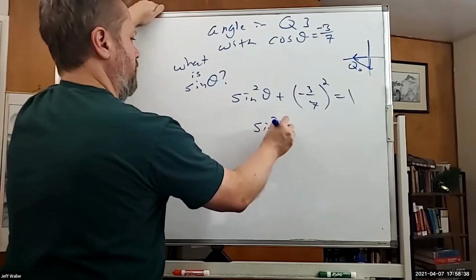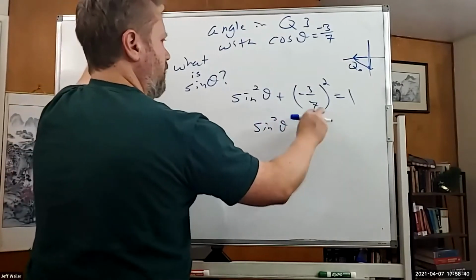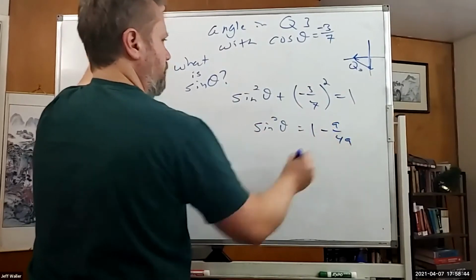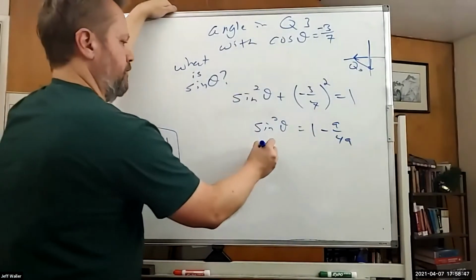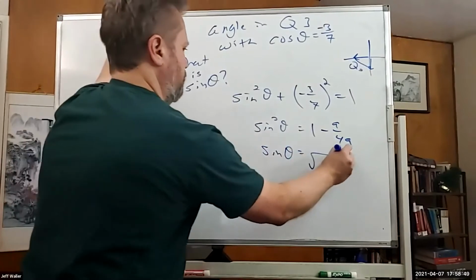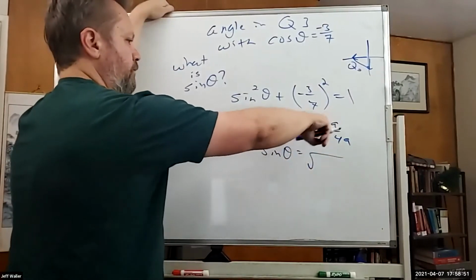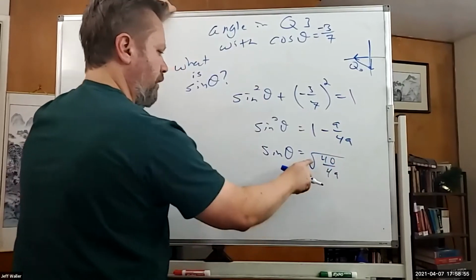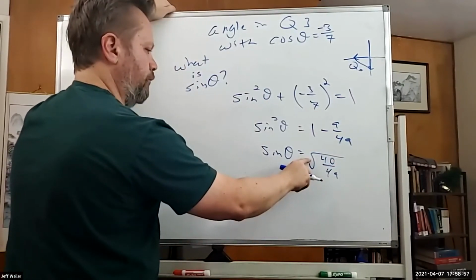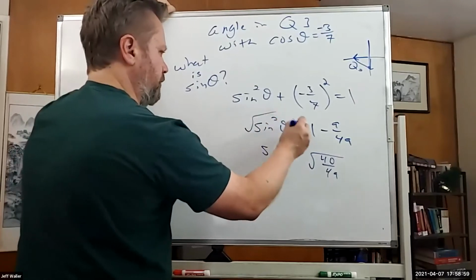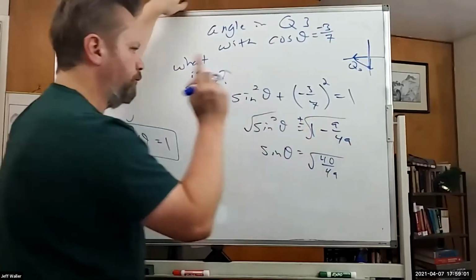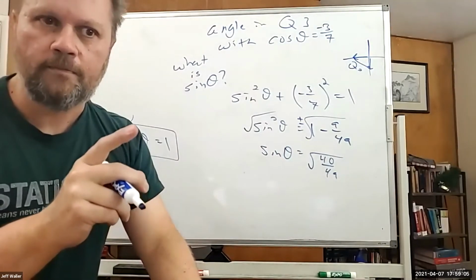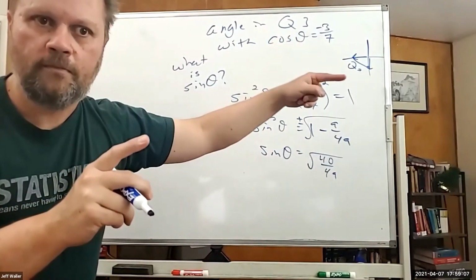Sine squared theta equals 1 minus 9/49. Is that cool? So sine theta equals the square root of 40/49. But be careful now. What do I need to put on here? So if I take a square root, I officially put plus or minus, but which one do I pick? Yeah, the negative.